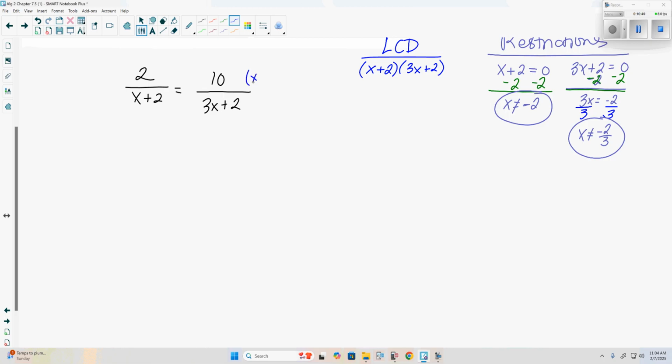And so what we're going to do is multiply, yes, the entire equation by this x plus 2 times 3x plus 2. Because again, the goal is to get the denominators to simplify out.